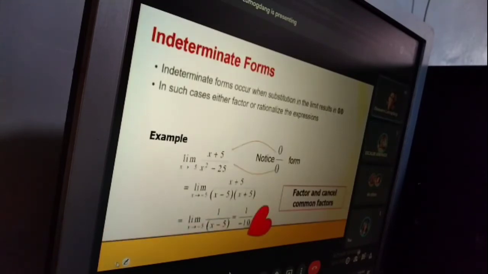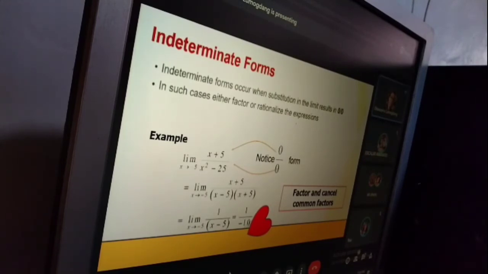Next, here. Indeterminate forms occur when substitution in the limits results in 0 over 0. In such cases, either factor or rationalize the expression. Ibig sabihin, kapag nagkaroon ka ng indeterminate na sagot, pwede mong i-factor muna o di kaya i-rationalize. Kahit alin dyan, yan ay mga techniques to find the limits of a rational expression.